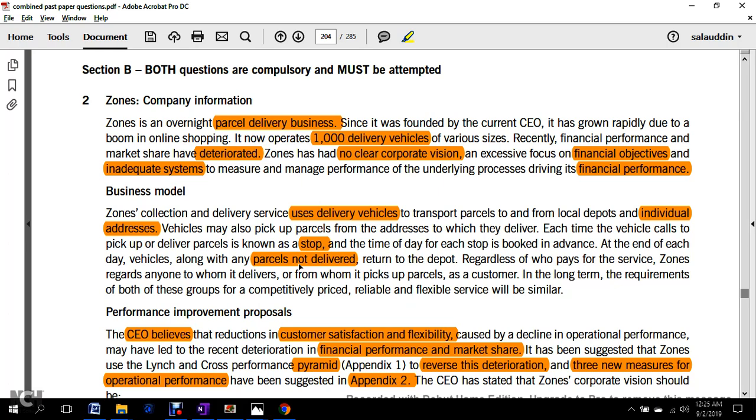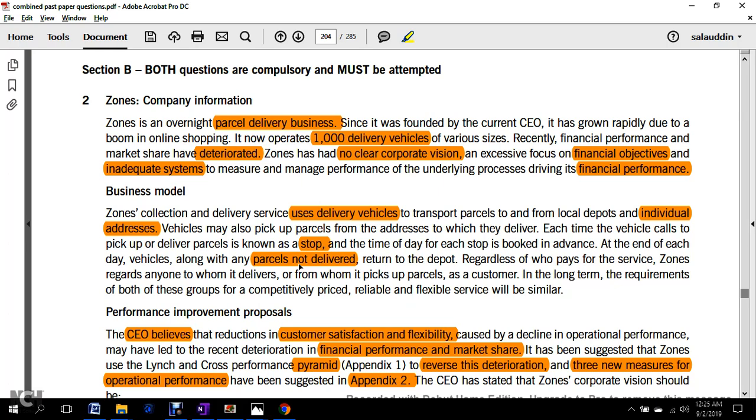Don't keep any stone unturned. Try very hard, because the APM pass rate is really low, not because the paper is tough, but because students don't know what to write. They have the knowledge, they know what Six Sigma is, what the pyramid is, what valuation management is, what APM is, but they don't know how to apply it to the scenario. Whenever you solve questions one after another, you will learn how to apply this, because there will be different types of industry in your exam.